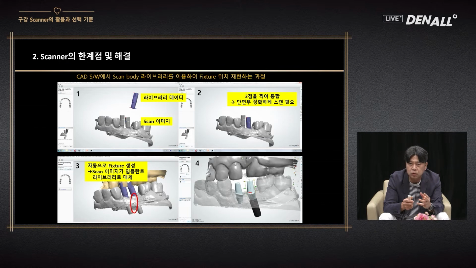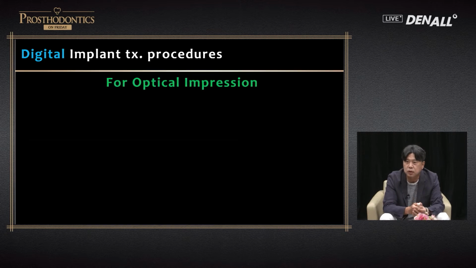The impression is taken, and the scan body should be chosen by clicking on the screen. Then purple ones appear on the screen. The deep cut part would be aligned. Then at the bottom, the fixture data can be attached in the software on the screen. What implant, the diameter, the length of the implant, and the position of the implant can be captured very accurately.